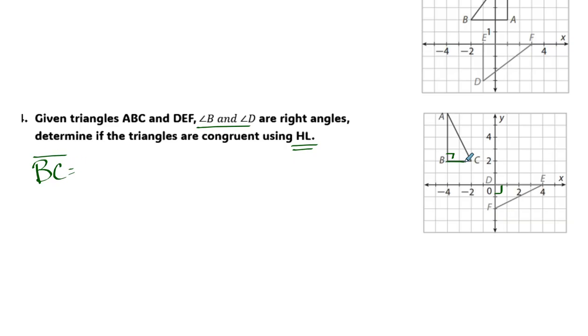I'm just going to count. That's 2. We don't have to use the distance formula. We don't have to show that calculation. It's pretty apparent that that is just 2. Same thing with DF. We're just counting those 2 spaces. That's also 2. That's one of the legs. So we got the leg. Now we need the hypotenuse. That's got to be AC and EF.